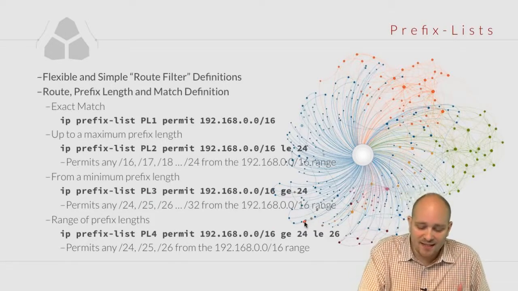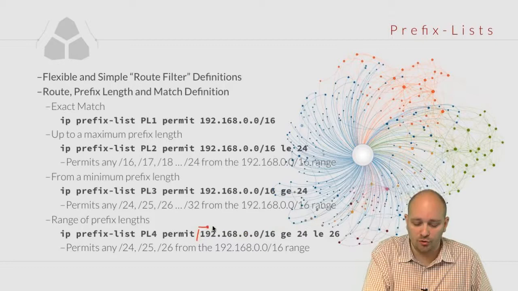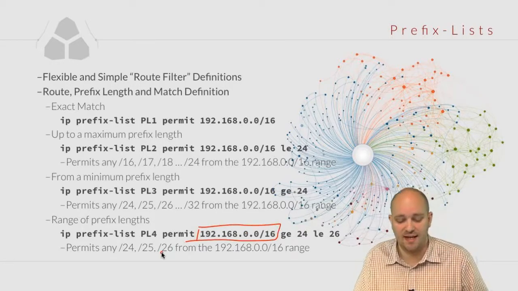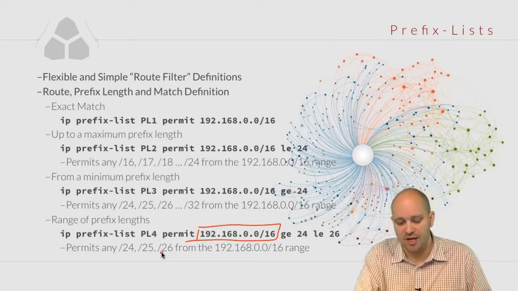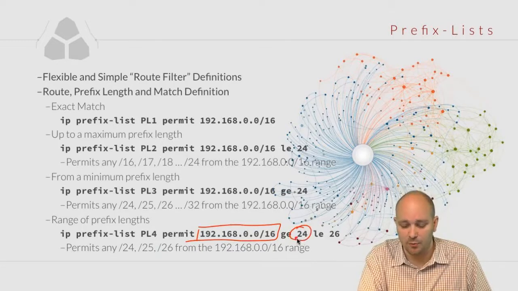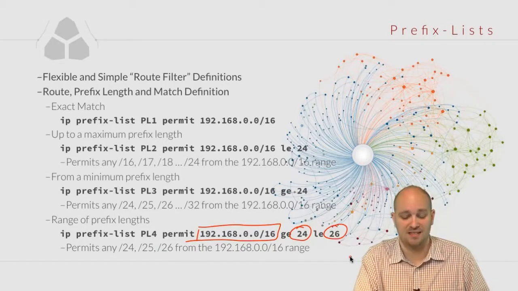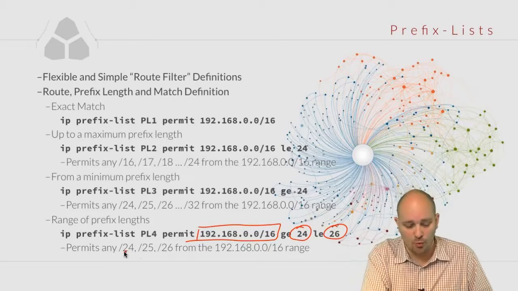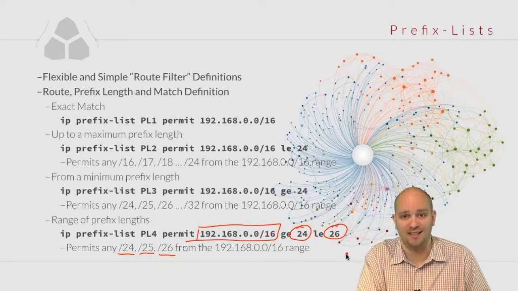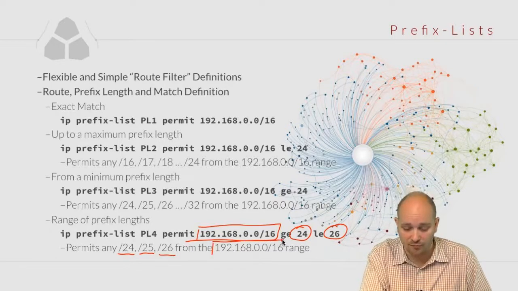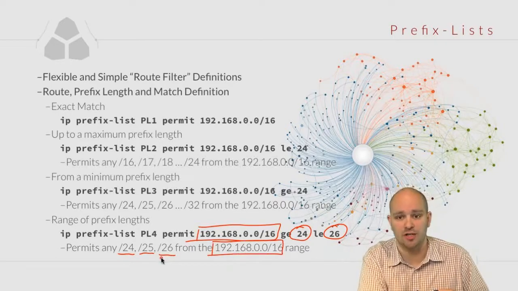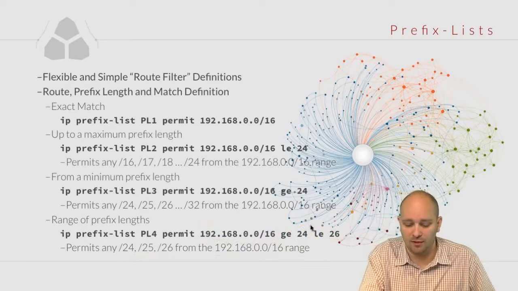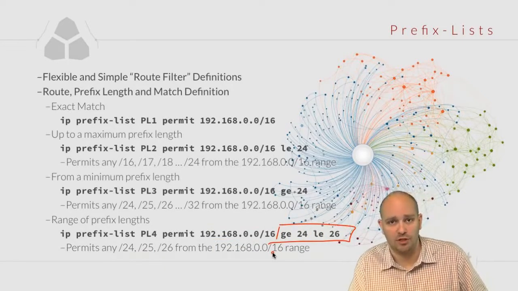And the last example is probably the one that is most difficult to understand. Let's say that in this case we wanted to permit all the routes from the 192.168.0.0/16 range that had a prefix length between /24 and /26. So we want to allow only /24s, /25s, and /26 routes, as long as they are coming from this particular range here. If we wanted this particular behavior, we would use the GE and LE operators together.